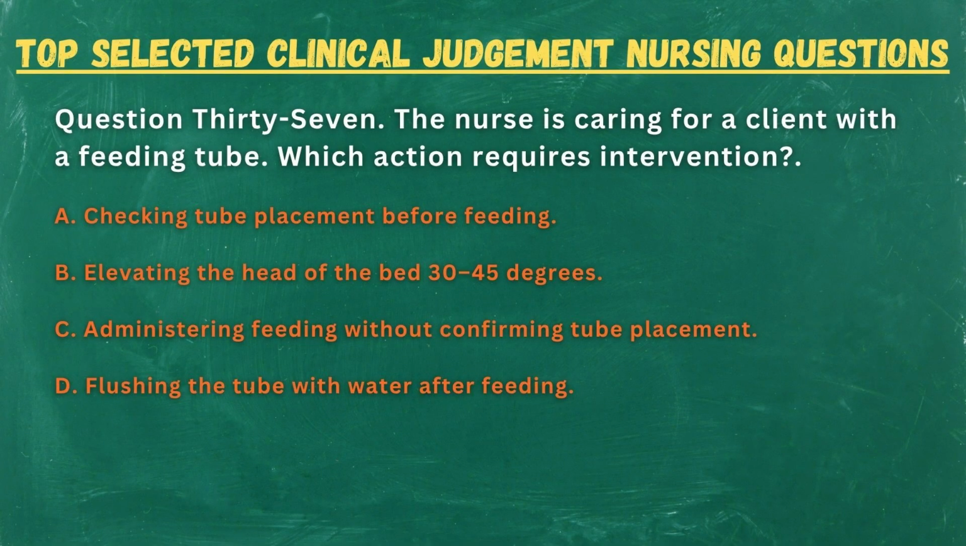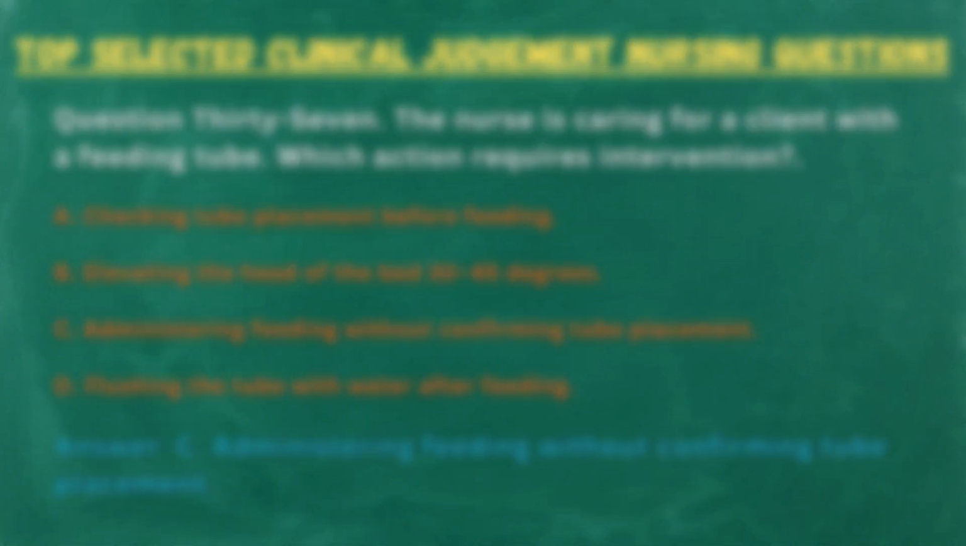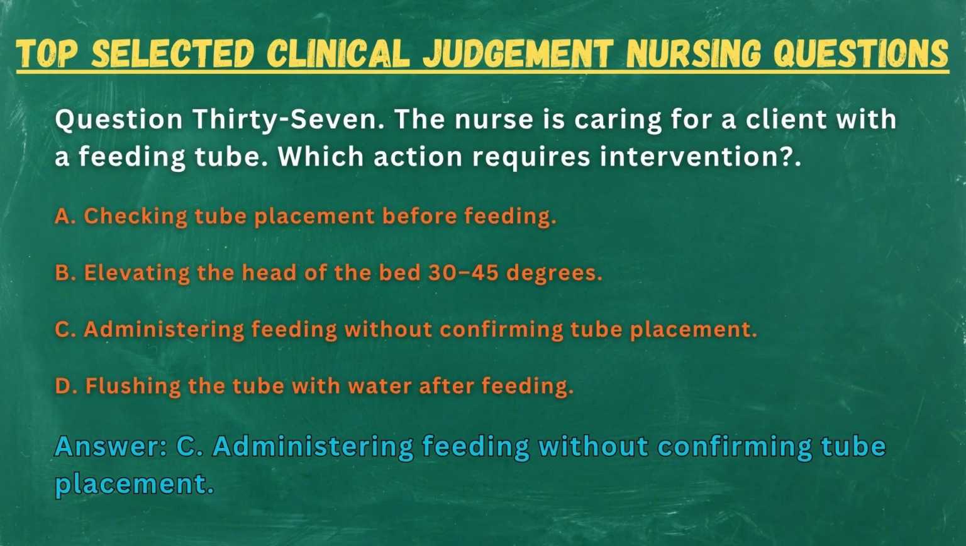Question 37. The nurse is caring for a client with a feeding tube. Which action requires intervention? A. Checking tube placement before feeding. B. Elevating the head of the bed 30 to 45 degrees. C. Administering feeding without confirming tube placement. D. Flushing the tube with water after feeding. Answer: C. Administering feeding without confirming tube placement.